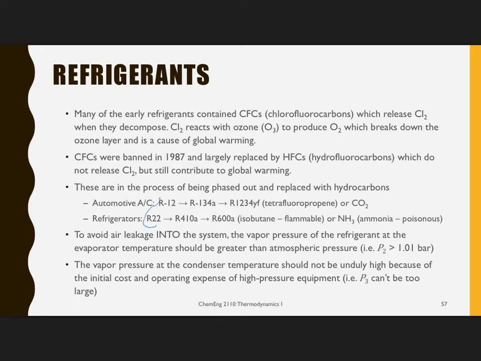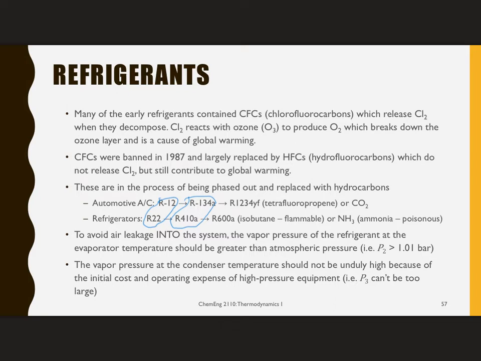Now, the R12 and R22, those were destroying the ozone layer, and so they were phased out in 1987. R134A and R410A are still contributing to global warming. They are greenhouse gases, and so they're still being phased out today. These are more recent choices, but they all have their own risks and benefits. In particular, for refrigeration, consider that isobutane is quite flammable and ammonia is quite poisonous. So which one of those do you want in your house? Right, you see the issues here.